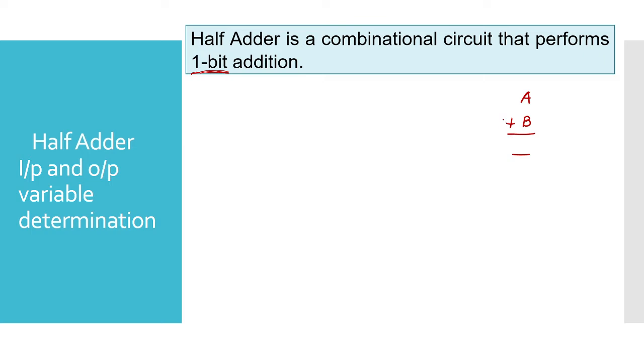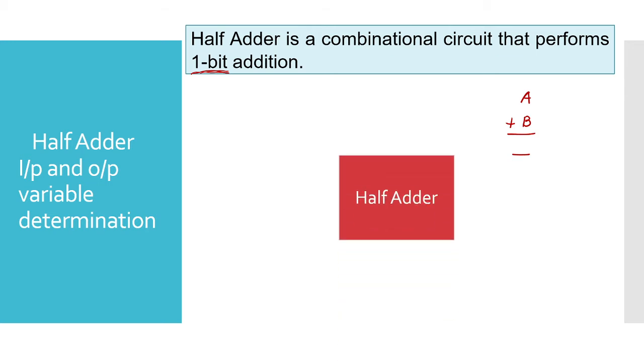So first step, as I said, based on the specification you know you require two numbers of one bit. I don't know what is inside the logic circuit, so I will assume this is my block. I am now deciding how many input variables are required and how many output variables are required. I know for addition I know the addend, I know the augend.